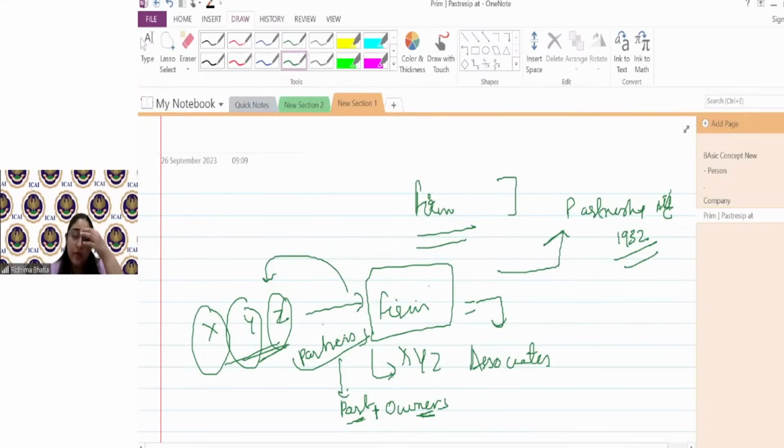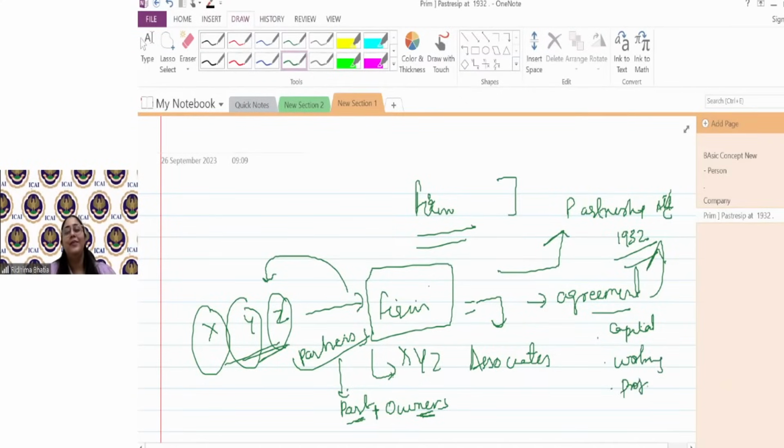for a business carried on by all or any one of them acting for all, and they have entered into a partnership agreement. So partnership firm का essence क्या है? उसका agreement. That agreement has to be registered in the Partnership Act. उस agreement में it would be written what is the capital, what is the condition, who would be the working partner, what would be the profit sharing ratio, what would be the salary, everything is bounded by that agreement.